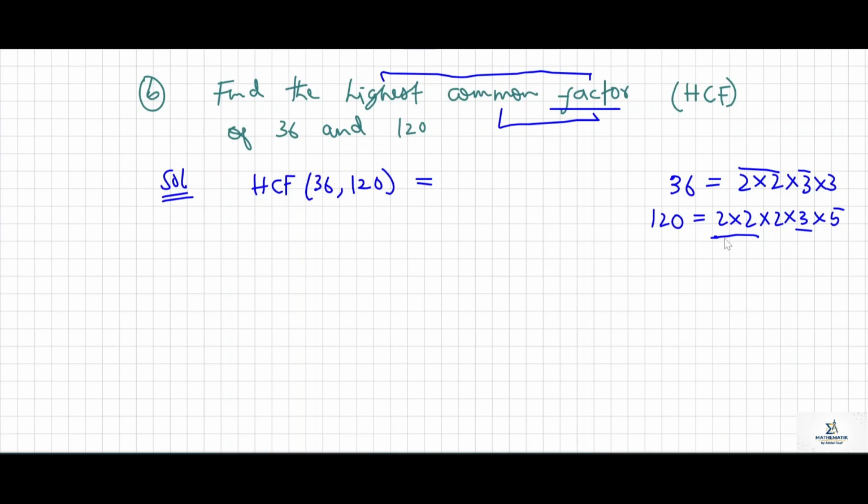So when we multiply 2 with 2 and 3, we will get how much? 2 into 2 is 4, 4 into 3, you will get 12. So this is the number 12 which can divide both numbers, so it's the highest common factor. It means the greatest number we have got which divides both 36 and 120. So it's 12.